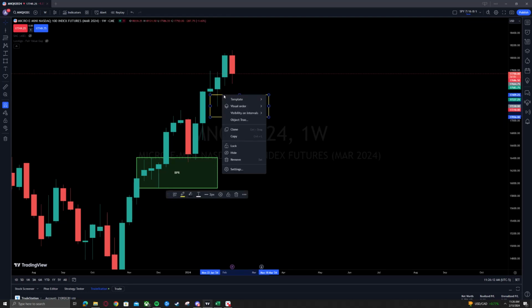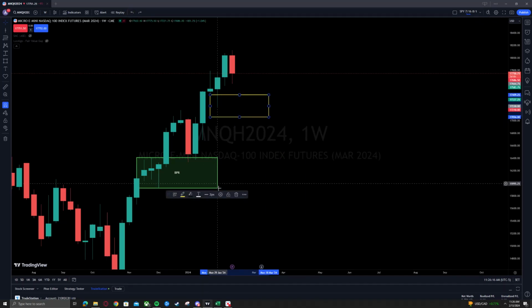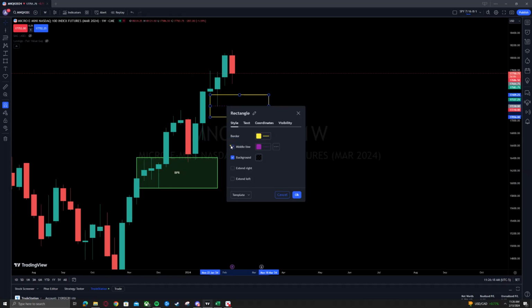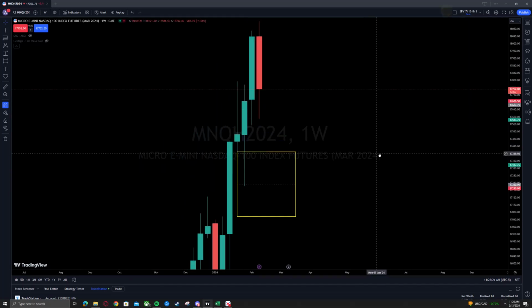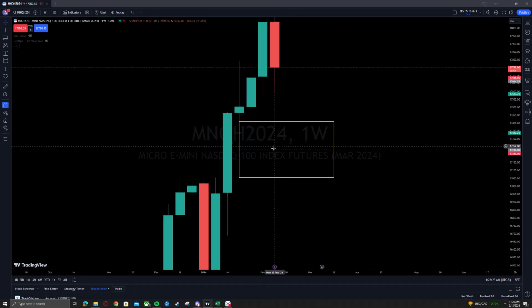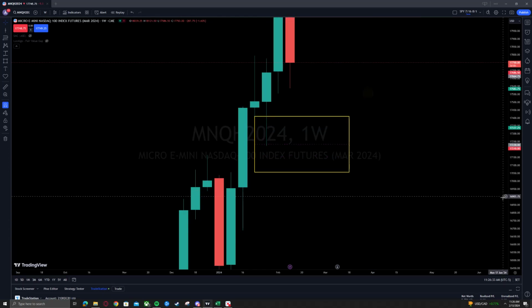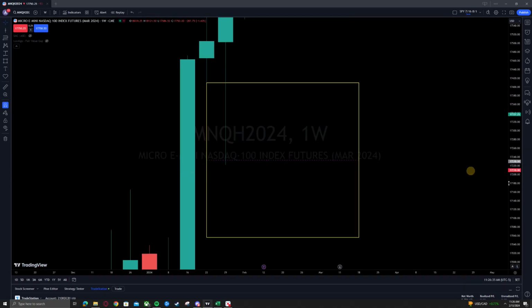So actually I gotta just do this. Or not. I haven't done this. Middle line. Boom. Alright, cool. So this is a weekly fair value gap. And we can see that the consequent encroachment, the middle line of this fair value gap, was the bottom of the week of the 29th. I mean, it's pretty damn close.